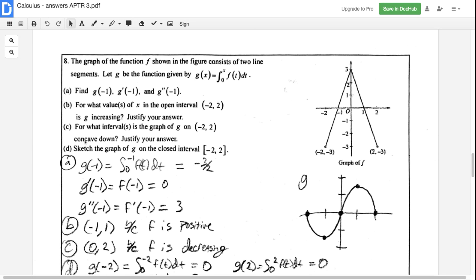C, when is g concave down? So g is going to be concave down when f is decreasing. And f is decreasing right here. And that is 0 to 2. So 0 to 2 because f is decreasing.